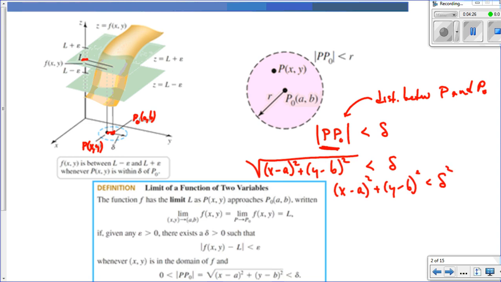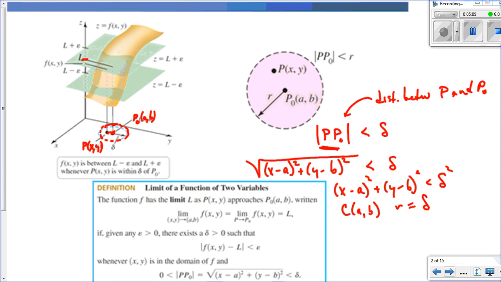This is just saying that we want all the points x, y within delta of the point AB. That's equivalent to saying all the points within a circle of radius delta from AB. So AB is the center of the circle, and the radius is just our delta. So we're looking at a disk here instead of an interval on the x-axis like we did with one independent variable. So now to find a limit, we are looking at points inside of a delta disk or inside of a disk with radius delta.